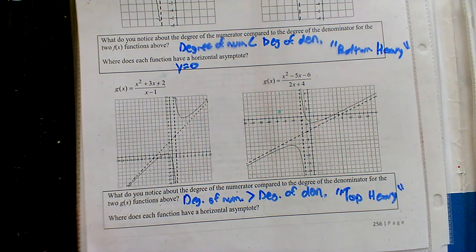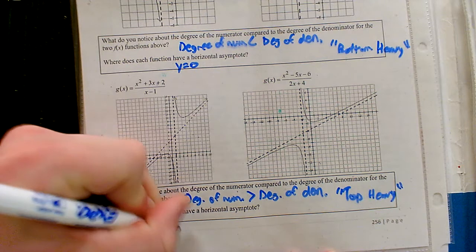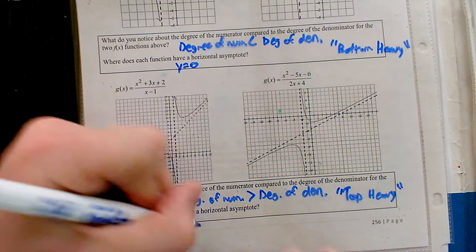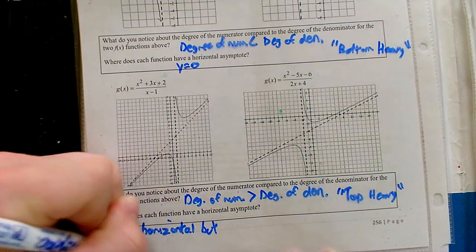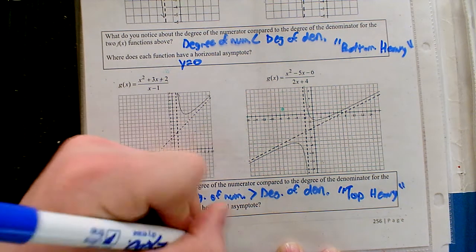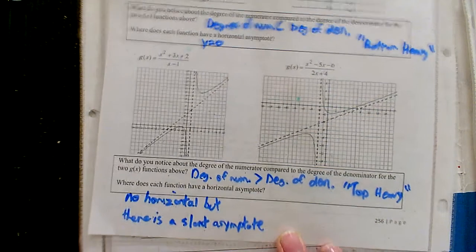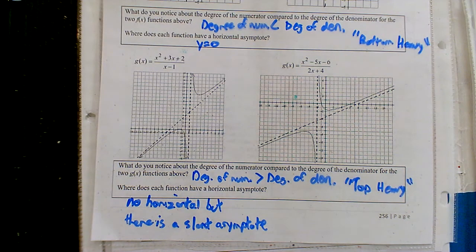What do we notice about the asymptote? Do we have a horizontal asymptote? Not exactly. It doesn't go straight across. This one would be known as a slant asymptote. So no horizontal, but there is a slant asymptote. And we can see on both of those they go right there.